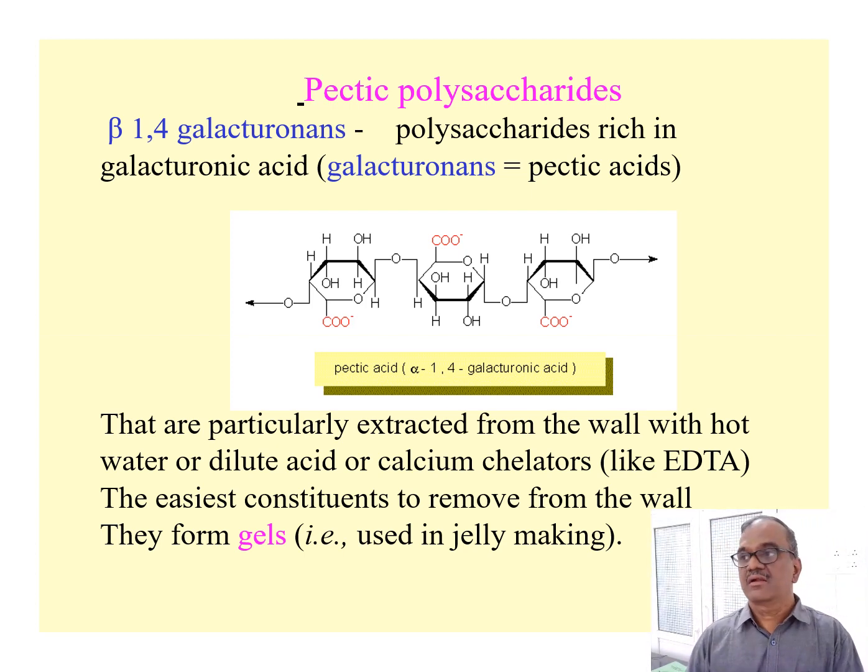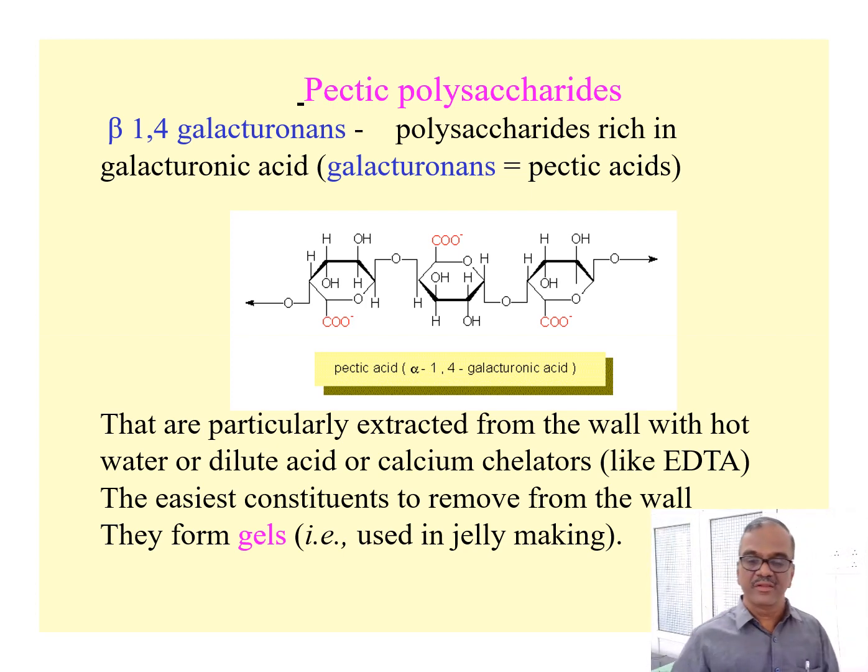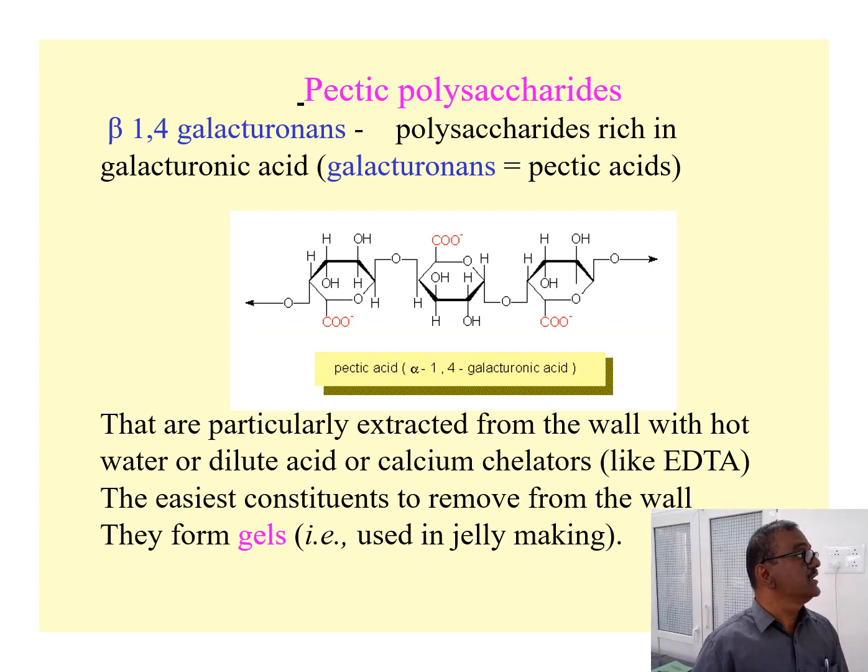So they are pectic acids. Galacturonans are the pectic acids. They are polysaccharides, and this pectic acid is extracted from the wall with hot water, dilute acid, or EDTA, and the easiest part is removed from the cells. They form gels.